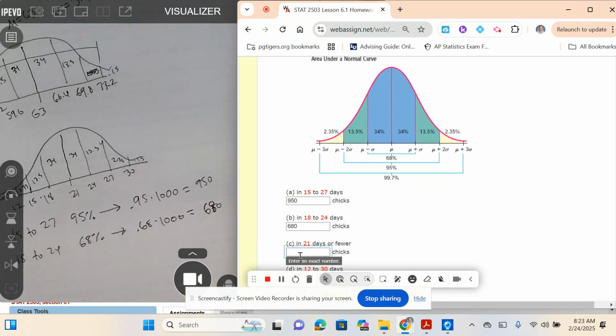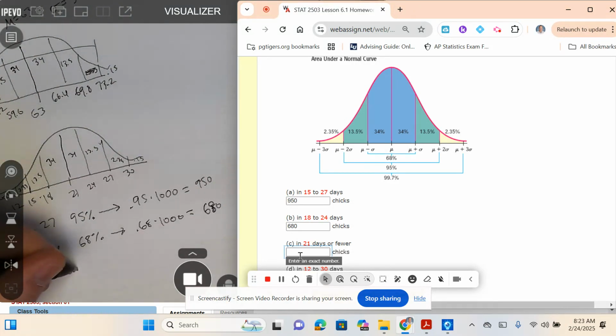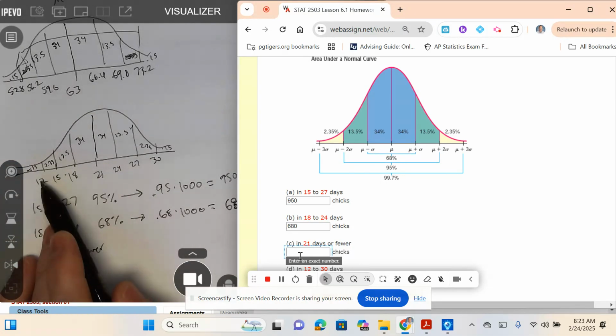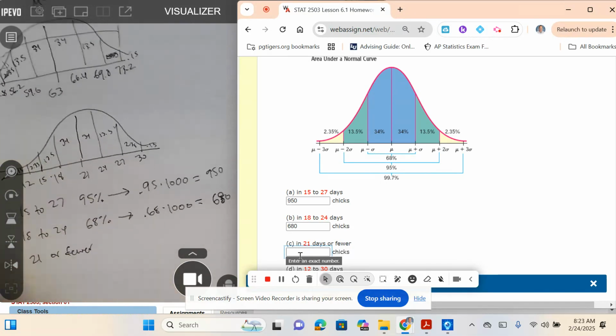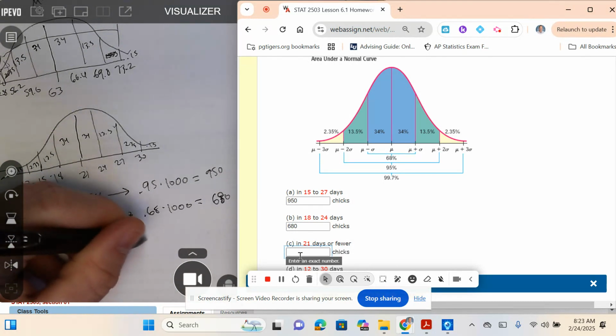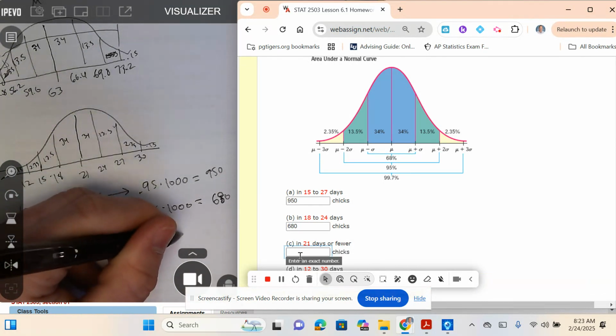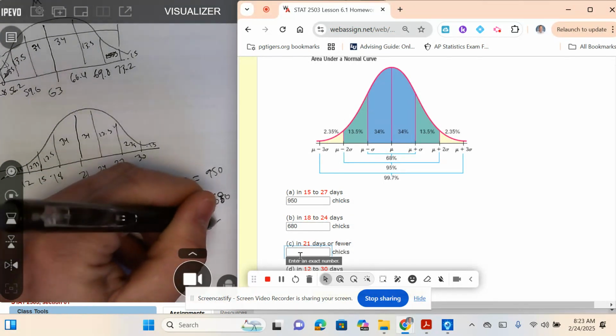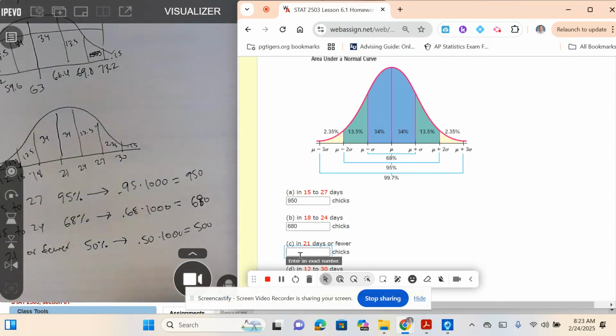You've done this so many times today. 21 or fewer. Do y'all know what percentage 21 or fewer would be? 21's at the mean. So what percentage is 21 or fewer? 50%, right? So half of them. So half of 1,000 would be 500.